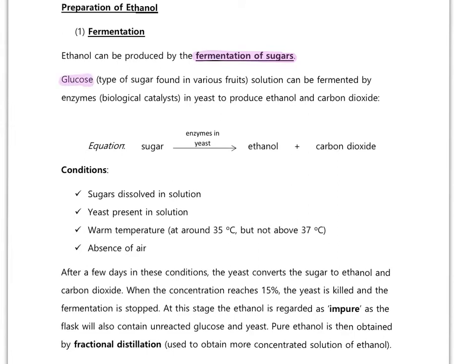Glucose is a type of sugar that's found in various fruits, like grapes, for example, that might be used to produce wine. And they can be fermented by enzymes in yeast. Okay, you've probably come across enzymes before in biology. Enzymes are biological catalysts. If you think, catalyst is a word we've come across in chemistry as well. What does a catalyst do? It speeds up the rate of reaction without being used up.